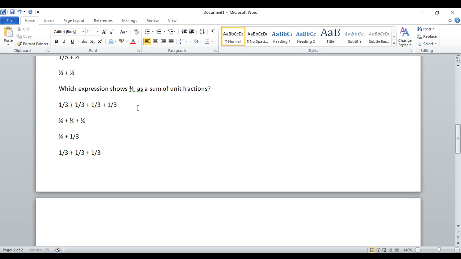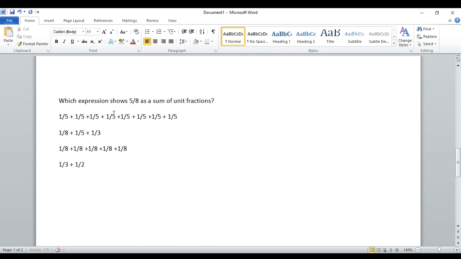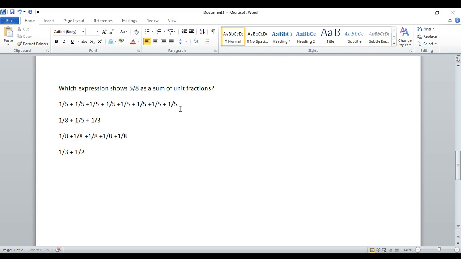So be sure you pay attention to that. I might have said numerator earlier, but denominator. Be sure you pay attention to that denominator. All right, let's look at this one. Which expression, or little math problem down here, shows 5/8 as a sum of unit fractions? So we have to find 8 as the denominator. So we can rule this one out. That one only has one fraction in it that has an 8 as the denominator. We know when we add fractions, all denominators have to be the same. So scratch that one out.